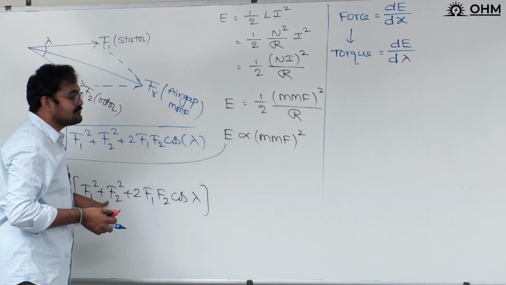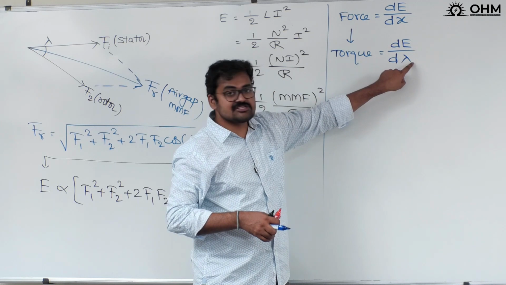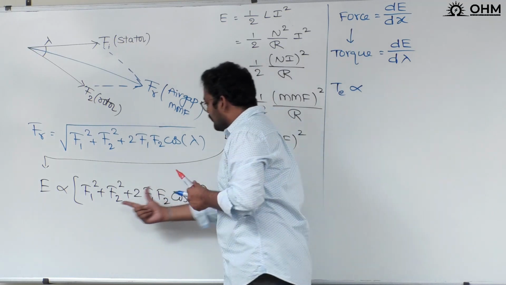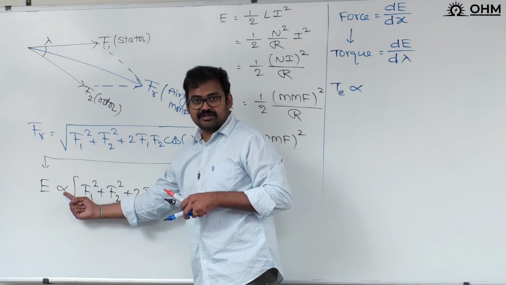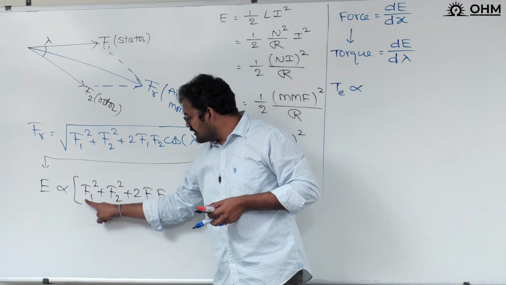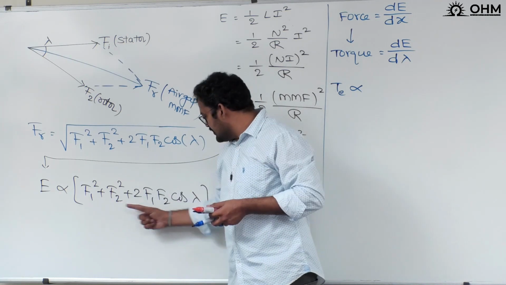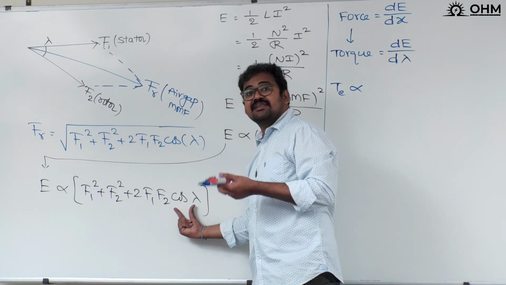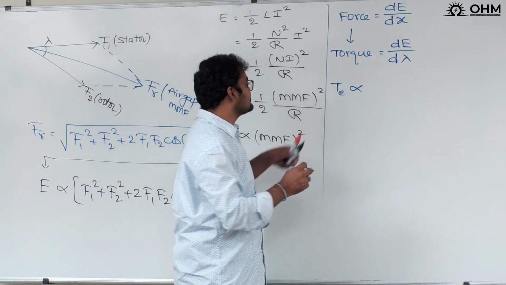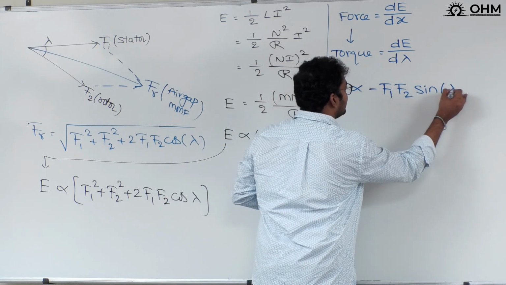Already we have the energy equation. So torque looks like the differentiation of the energy equation with respect to lambda. There are many constants, so I write proportionality. When differentiating with respect to lambda, the F1 square derivative becomes 0, the F2 square derivative becomes 0, and for cos lambda the derivative is minus sine lambda. 2 is a constant, which I include in proportionality. So the final equation for torque is minus F1 F2 sine lambda.